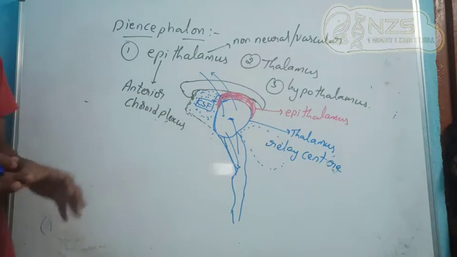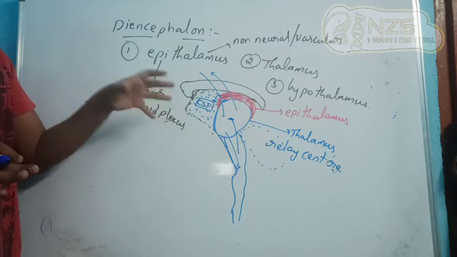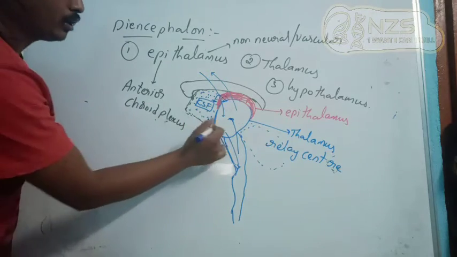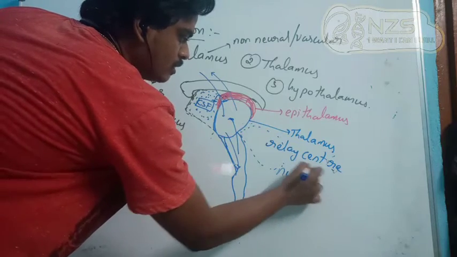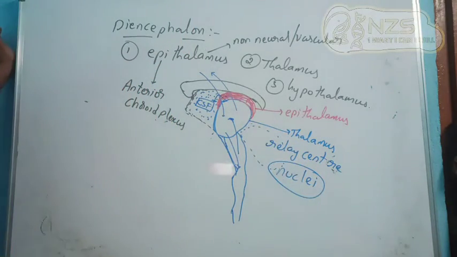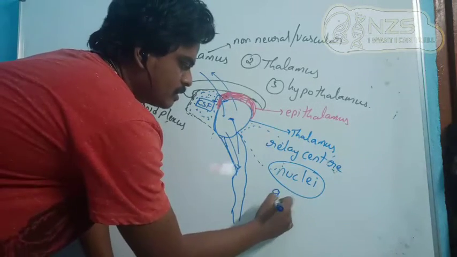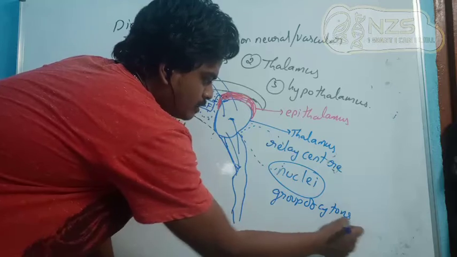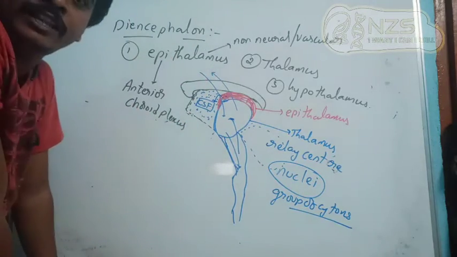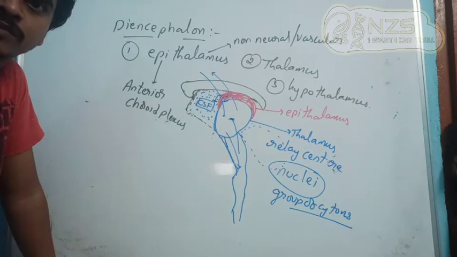To be simple, it's the relay center, and it has the nuclei. So remember, nuclei. This thalamus also has nuclei. Nuclei means what? You are thinking of the nucleus in cells. No. Nuclei is a group of cytons in the brain. So whenever someone says nuclei in the brain, it means a group of cytons.